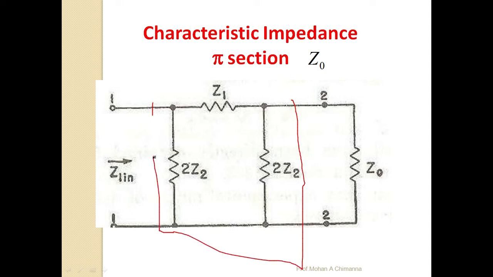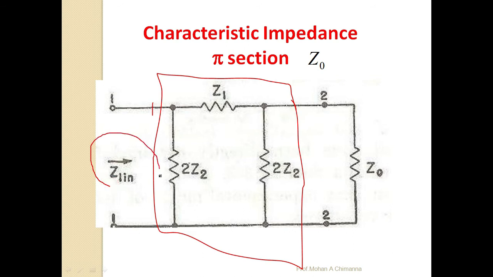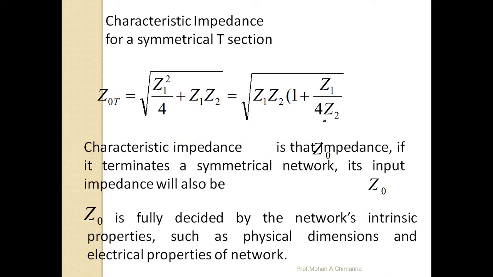This is the pi network, and this is the input impedance, and here Z0 is the output impedance. So our aim is to find out the Z0. Basically, in case of the T section, Z0 is equal to root of Z1 Z2 plus Z1 square upon 4. That is the equation we have seen previously: Z0T is equal to root of Z1 Z2 into 1 plus Z1 upon 4 Z2.